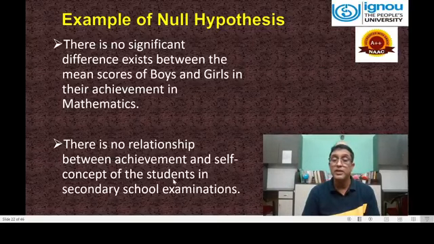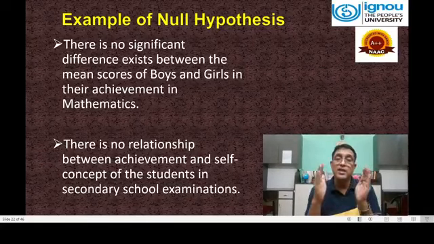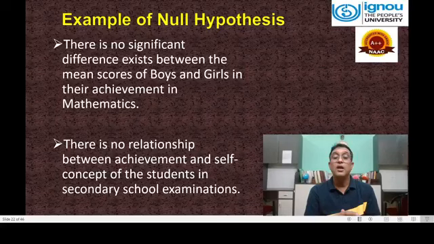So that's why two variables are taken here. One is achievement of the students, secondary students, and self-concept of the secondary students. So self-concept is one variable and achievement is another variable. Whether there is any connection, any association, any relationship between these two variables of a group of students, that is achievement of the students and self-concept of the students.